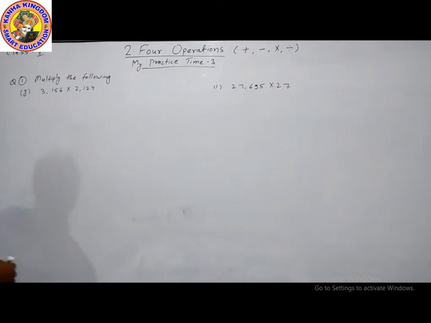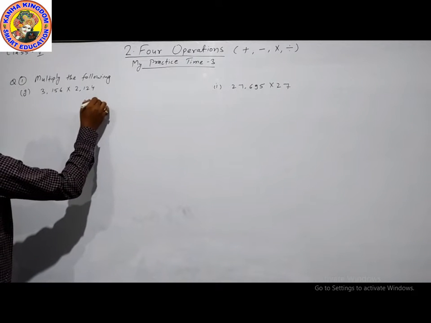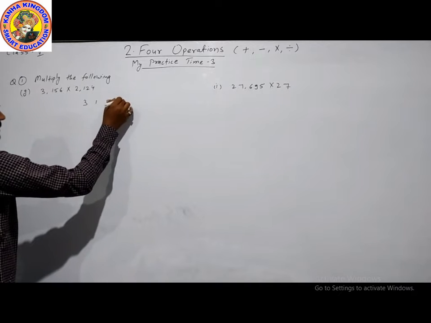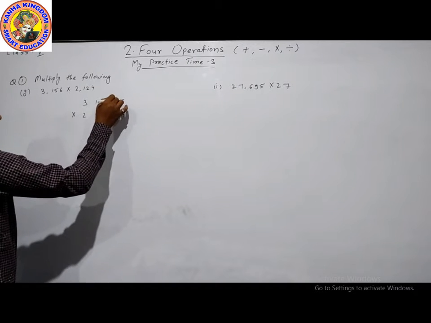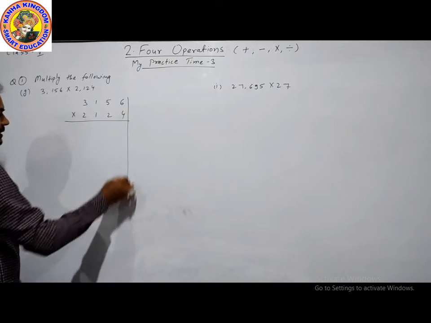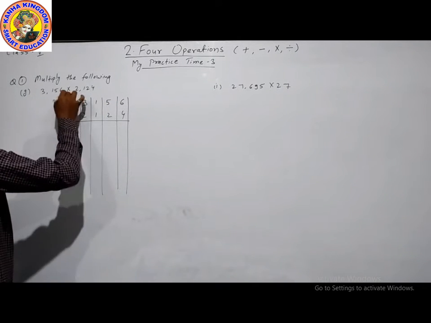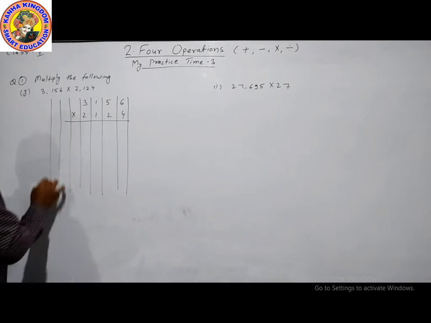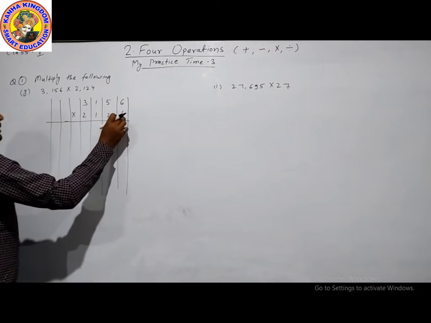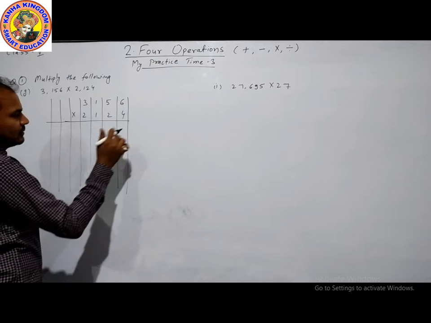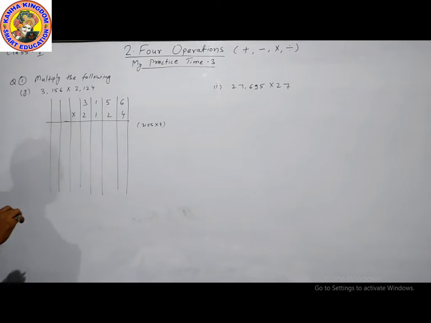Our next part is part G. Here are the 2 numbers which are in multiplication. Write down the number 3, 1, 5, 6, multiply by 2, 1, 2, 4. Now we will draw a table like this. First of all 4 will multiply the number.